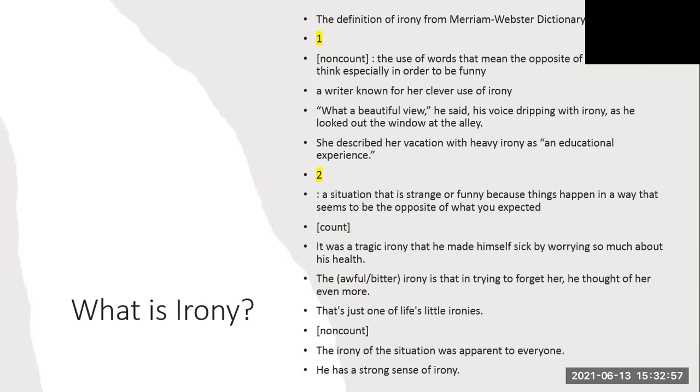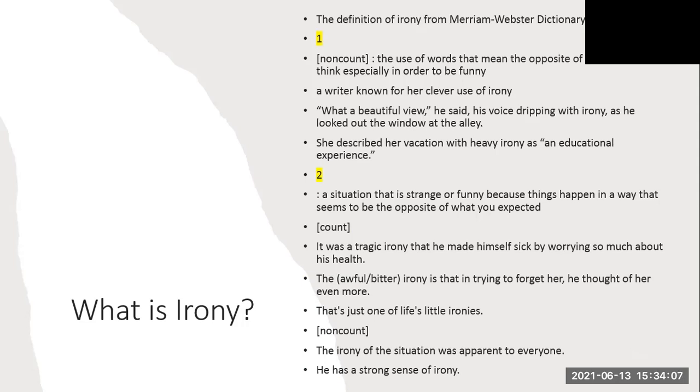Second meaning, look at the example. A writer known for her clever use of irony. This is an example of how to use irony in this meaning. Or, what a beautiful view, he said, his voice dripping with irony. طب ليه irony? What is بقى the view? He was looking out the window at the alley. Alley اللي هو الحارة. Or, she described her vacation with heavy irony as an educational experience. You know, when you go on vacation and you keep visiting museums and museums and museums. خبرة تعليمية. Okay. This is one meaning of irony.